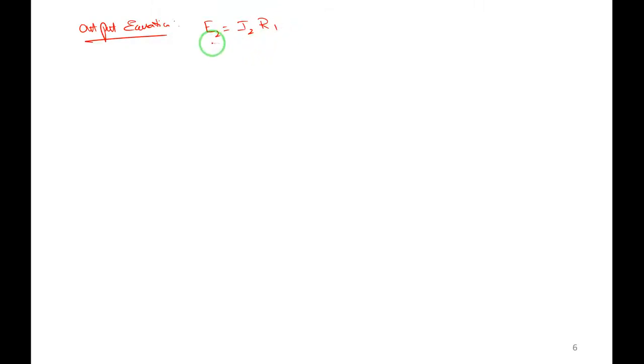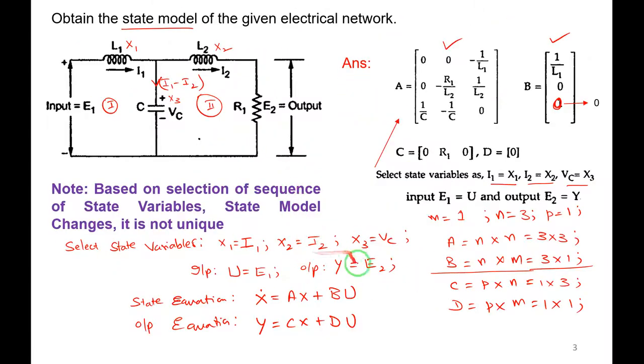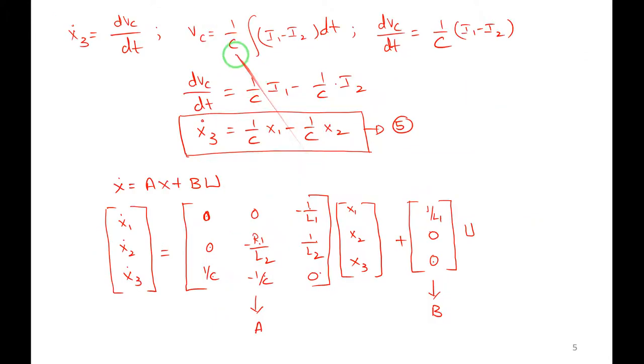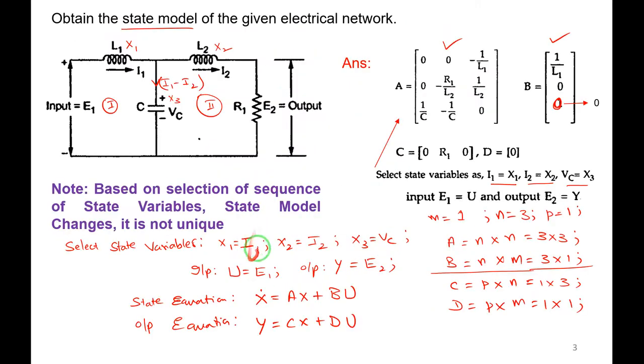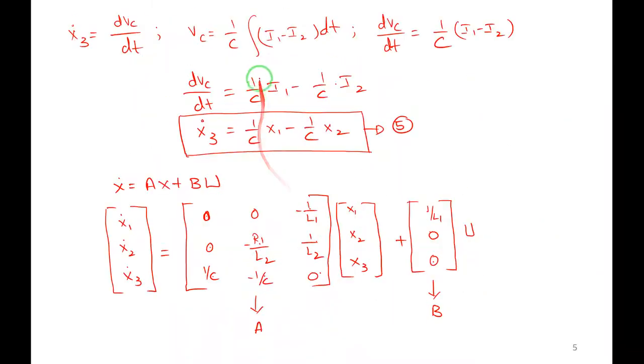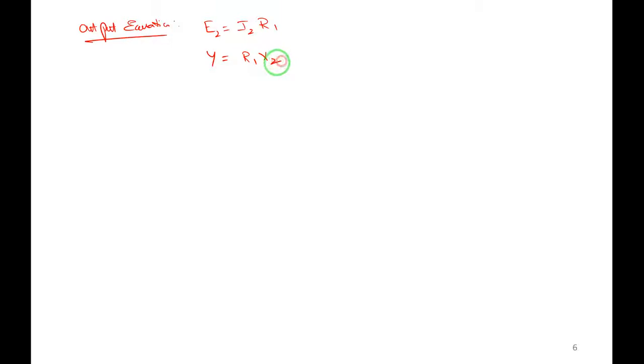What is E2? We have taken E2 as Y, right? So R1 as it is. What is I2? I2 is X2. So X2, right? So what is the output equation? General output equation: Y is equal to Cx plus Du, right? So Y, only one output is there. It is not a vector, just Y.